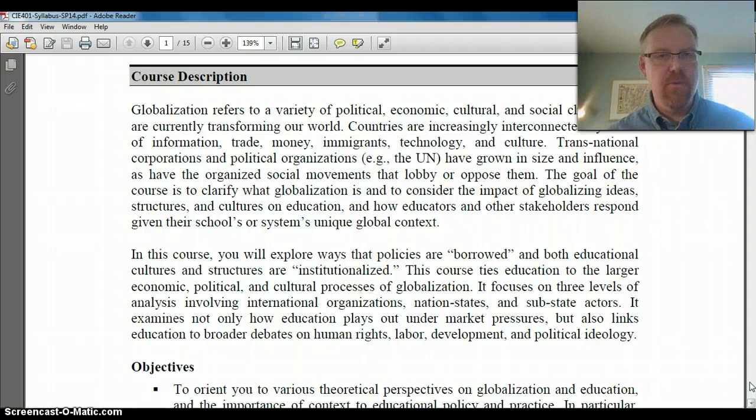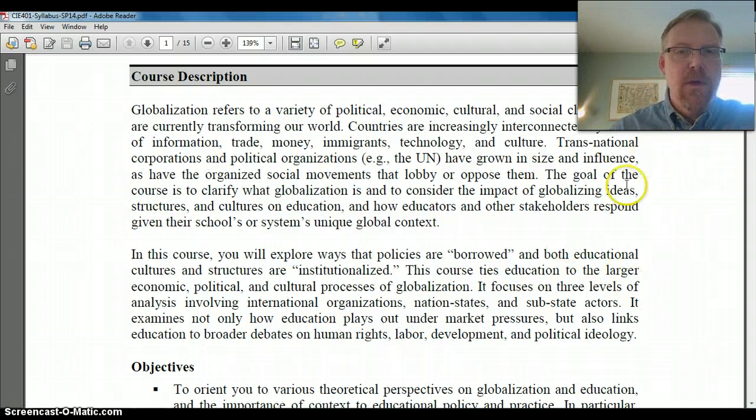And let me just walk through this. I'm literally trying to define why we're talking about globalization and contextualization. So I have here, globalization refers to a variety of political, economic, cultural, and social changes that are currently transforming our world. Countries are increasingly interconnected by flows of information, trade, money, immigrants, technology, and culture. Transnational corporations and political organizations like the United Nations have grown in size and influence, as have the organized social movements that lobby or oppose them.